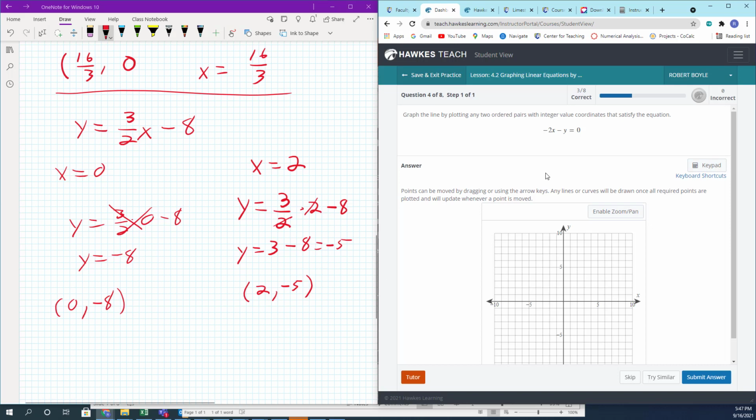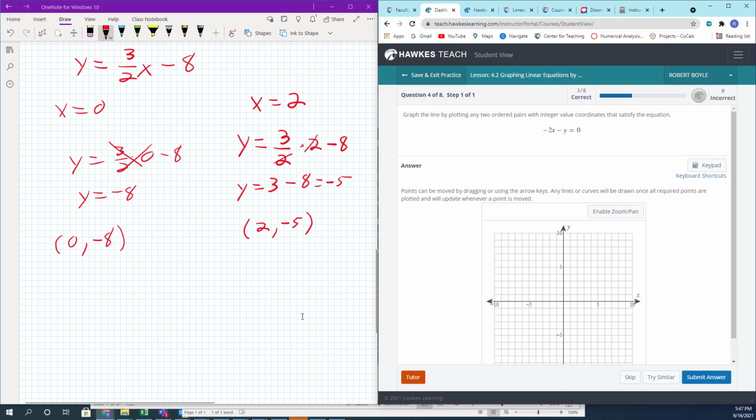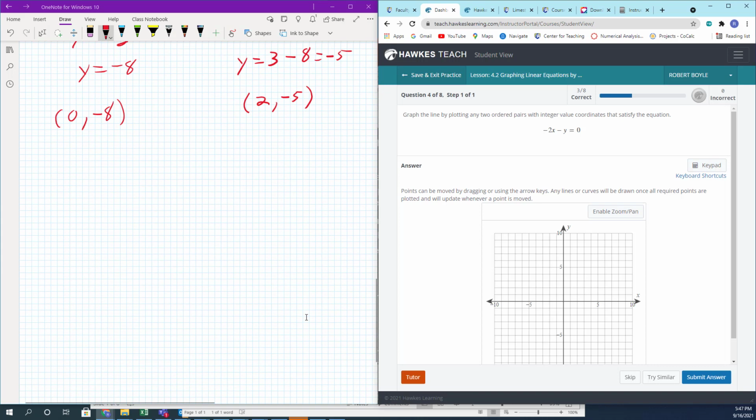Okay, so we need to find ordered pairs that are integers. Well, let's start off. So here we have -2x minus y is equal to 0. Well, let's let x be equal to 0. If we let x be equal to 0, we will have that minus y is equal to 0, and of course y is equal to 0. So we have our ordered pair 0, 0.